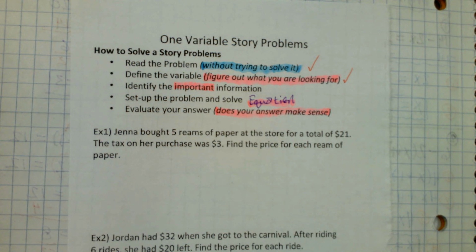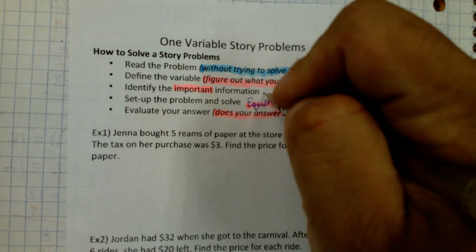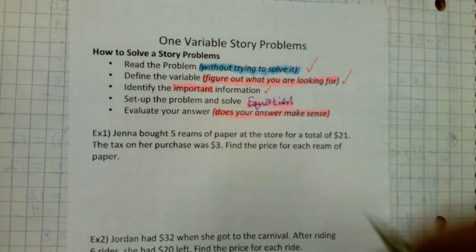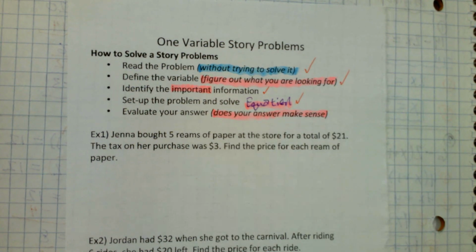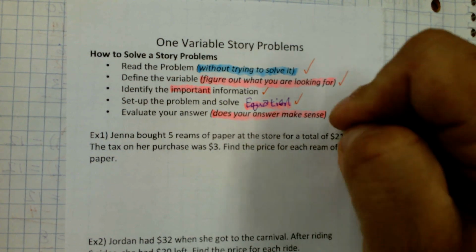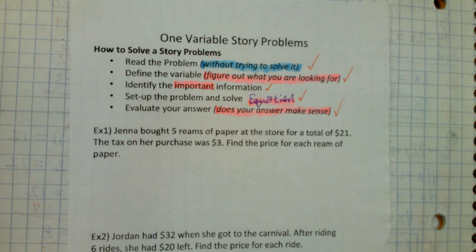All right. So where were we? We were talking about identifying the important information, sorting out what we need, what we don't need, setting up an equation and solving it, and then looking at your answer at the end and seeing if it makes sense. Okay? So let's go ahead and read the first problem.